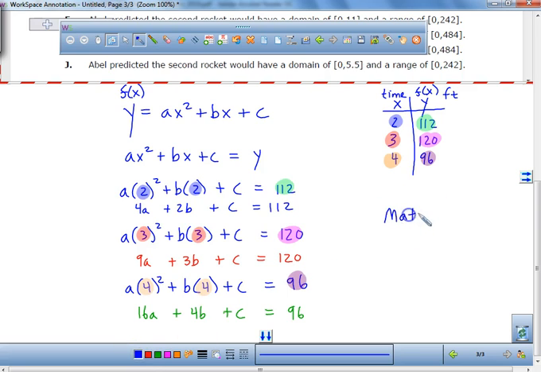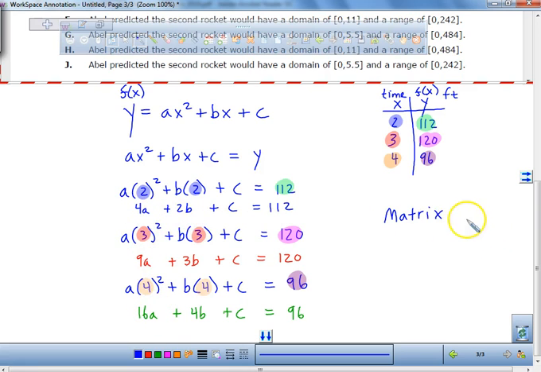All right, now this is going to be pretty important. Go back to the matrix, okay? How many rows are we going to have? We're going to have 3 rows, and we're going to have 4 columns. Okay, we're going to make a matrix of 3 by 4. All right, so in our first row, you're going to write a 4, a 2, a 1, and 112. If you're wondering where I got the 1 from, since there's just one c, I use the number 1. The next row, I'm going to use a 9, a 3, a 1, and a 120.